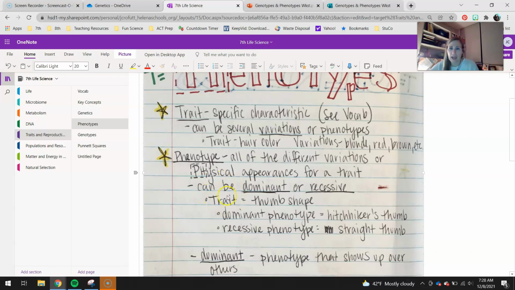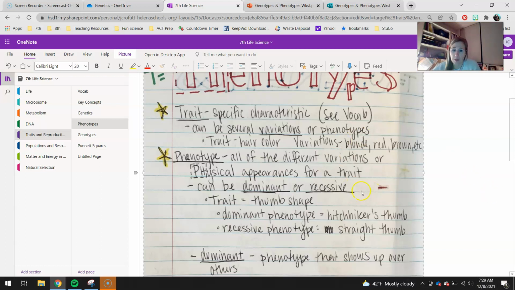So if we're looking at our trait of thumb shape, whether you have a hitchhiker's thumb or a straight thumb, those are our two different variations. We know the dominant phenotype is hitchhiker's thumb. More often than not, you'll see people put their thumb up and bend it back, and it curves a little bit. That's dominant. Recessive is a straight thumb. No matter how hard they try, this is as far as they can get their thumb to bend. So that's your recessive trait.